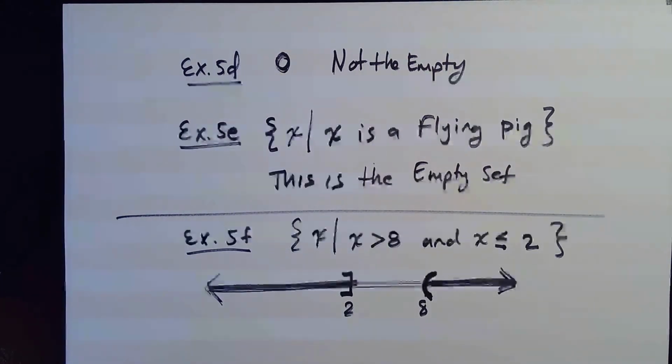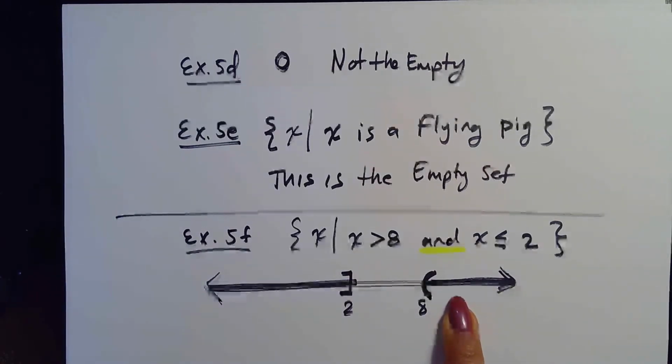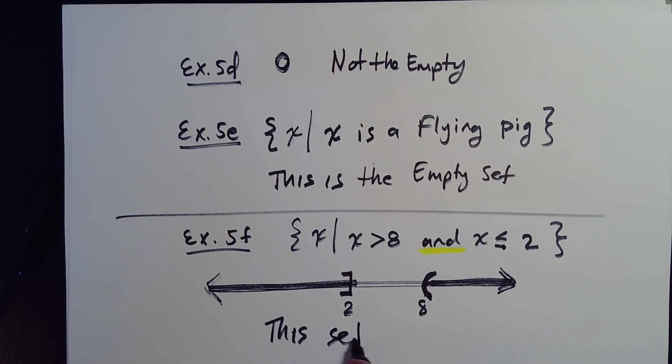Now, the word and is very important, make sure you see this. The word and means that x is both. X must satisfy both conditions. X has to be greater than 8, and at the same time, that's what and means, x has to be less than or equal to 2. It's like saying that a person needs to be older than 40 and younger than 20 at the same time. It cannot happen, right? It's either going to be one or the other. If it satisfies one of those two, it cannot satisfy both. So this is empty, because there's no number that will satisfy both conditions.